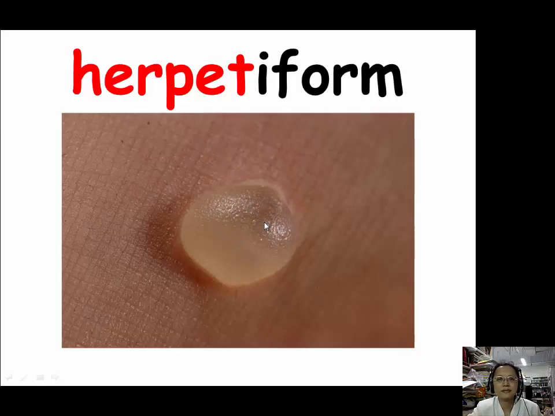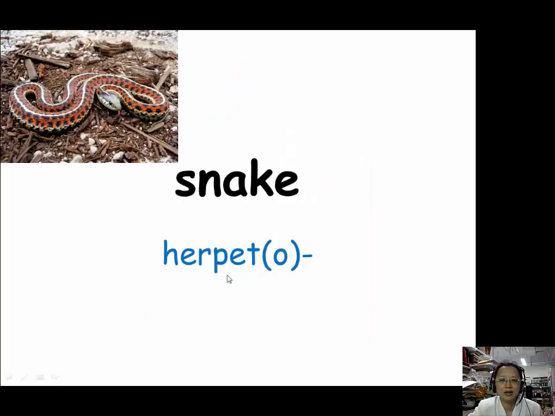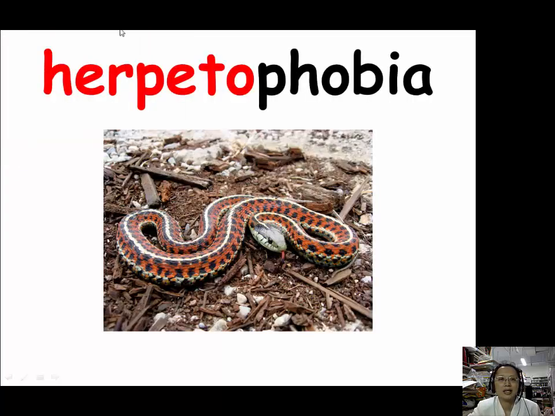And the same prefix, herpeto, H-E-R-P-E-T-O, can also be used to describe things that are related to snake. And our example is herpetophobia. Herpetophobia is irrational fear of reptiles and or amphibians. It's called herpetophobia.